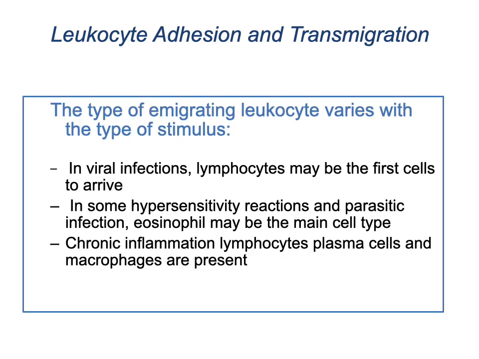So the type of emigrating WBC varies with the type of stimulus. In viral infections, lymphocytes will be the ones to go first. Okay? And usually, ang lymphocytes sa chronic siya. But for viral infections, ang mag-una ang lymphocytes. In hypersensitivity and parasitic reactions, ang mag-first mo migrate would be the eosinophils. Okay? In chronic inflammation, you will see lymphocytes, plasma cells, and macrophages. This is usually after 48 hours.